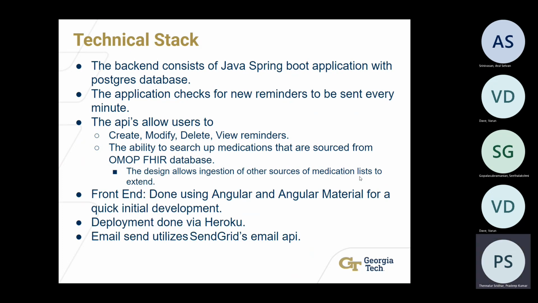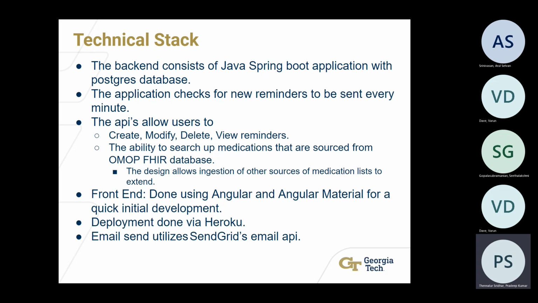From a technical stack perspective, we are using a Java Spring Boot application for the backend, and for the local repository where user maintenance and reminder maintenance occurs, we use the Postgres database. A polling process runs every minute that will check for emails to be sent and then send the appropriate notifications. The API also allows users to create, modify, delete, and view reminders. And again, we have a search feature for searching medications, and the design allows for ingestion of other sources as well.